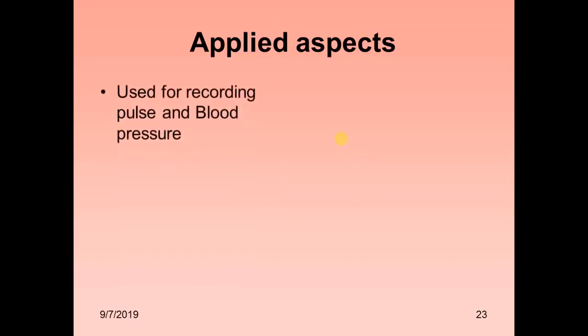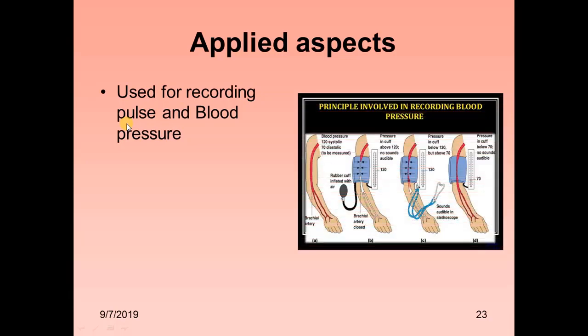Coming to some applied aspects, mainly we use the arteries to record the blood pressure and also for recording the pulse, the arterial pulse. Blood pressure is recorded through the brachial artery, and through a sphygmomanometer you record both the systolic pressure and the diastolic pressure.